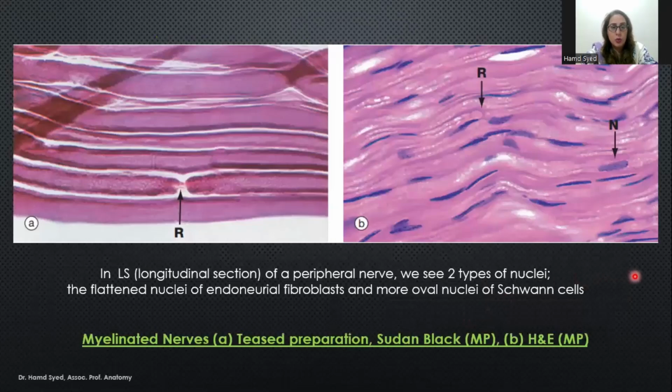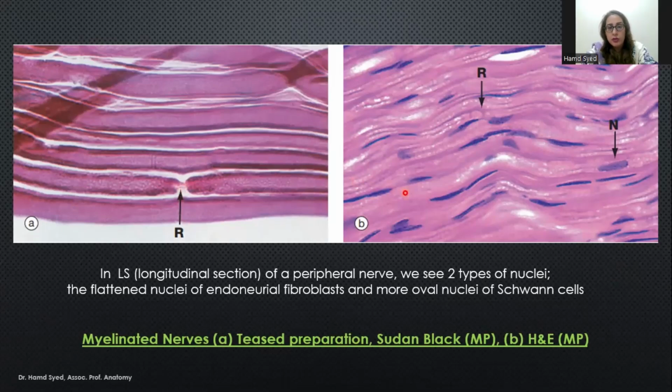Okay, so if we look at a teased preparation on the left of the peripheral nerves, which have been stained by Sudan black, you can see the myelin which is surrounding each axon. This myelin takes on a dark black color. And this arrow is pointing towards the node of Ranvier.